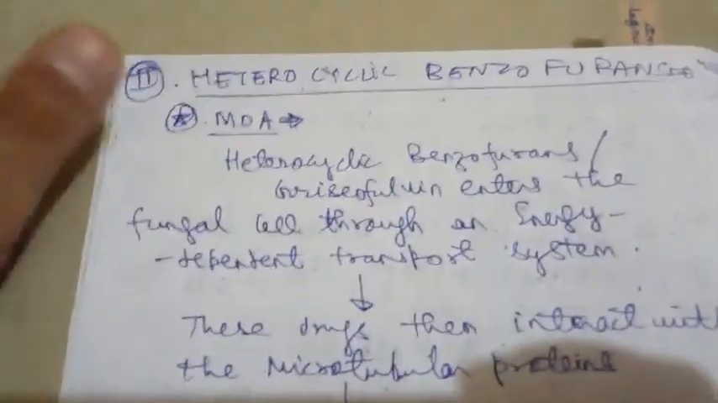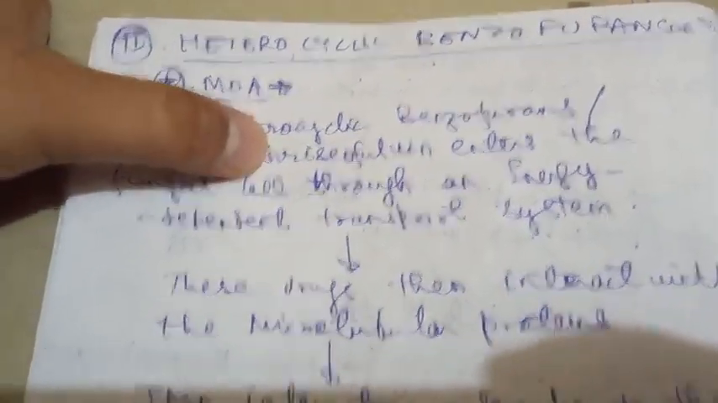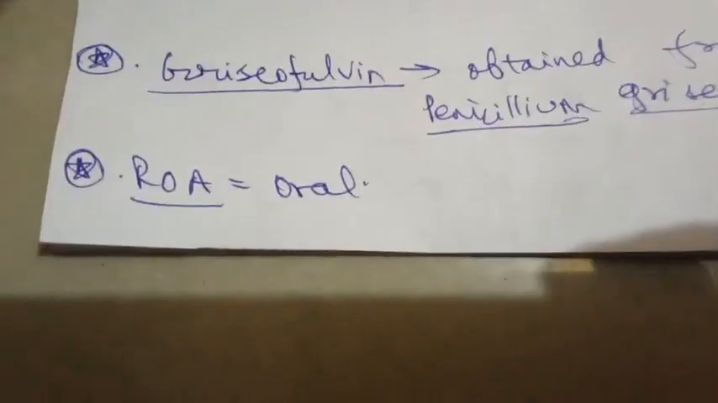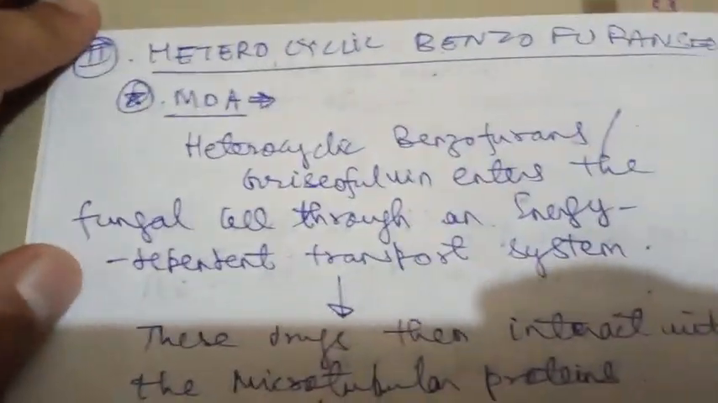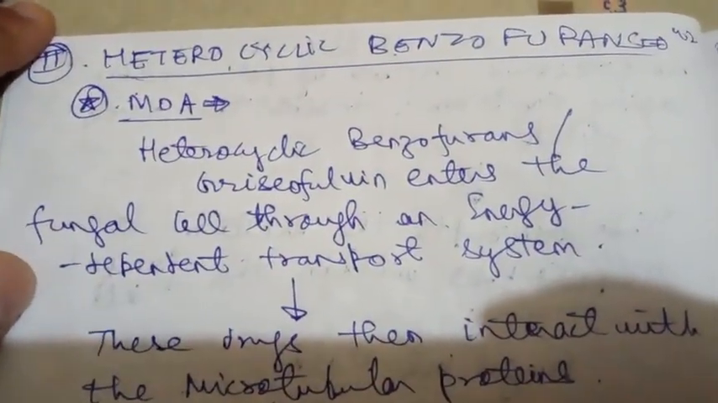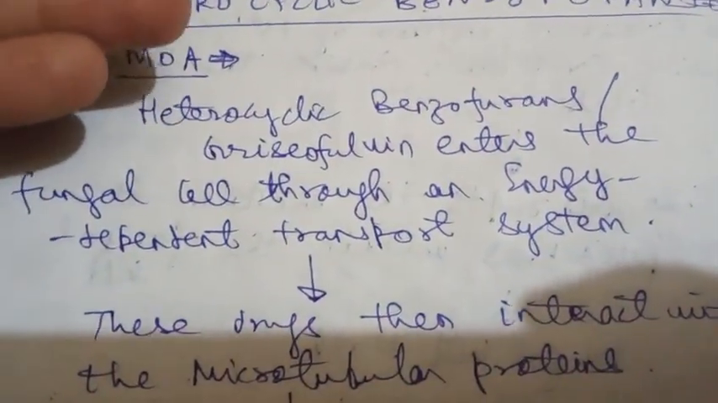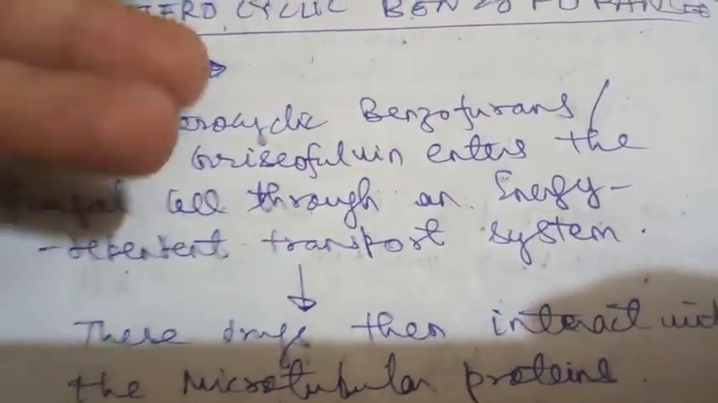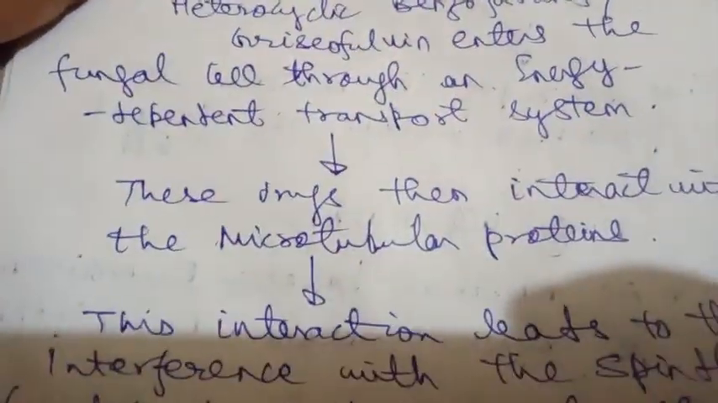Next we'll move on to heterocyclic benzofurans. Mechanism of action. The drug which you have to study is griseofulvin. Griseofulvin is obtained from the fungus Penicillium griseofulvum and its route of administration is oral. So, mechanism of action. These drugs are administered, reach the site of fungal infection, and enter the fungal cell through an energy dependent transport system, that is EDTS. That abbreviation I made this morning, it is not a standard abbreviation.